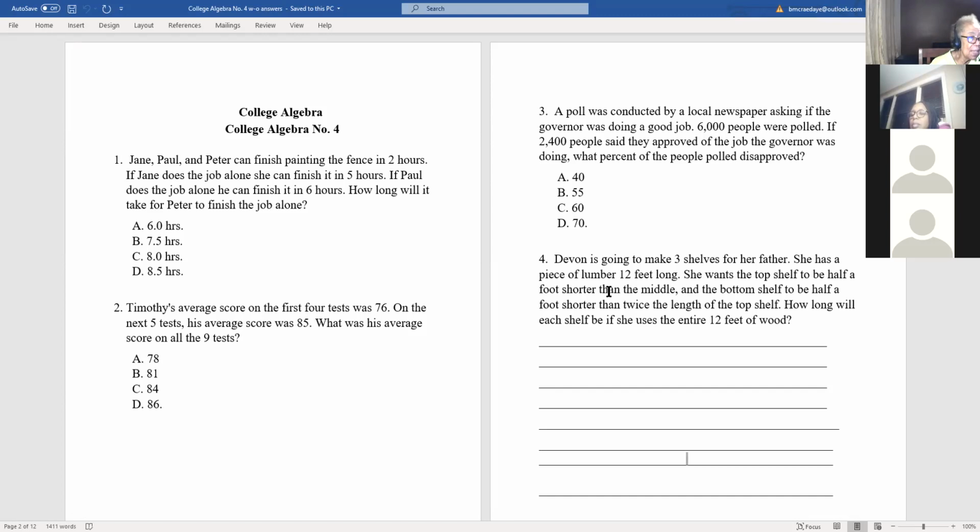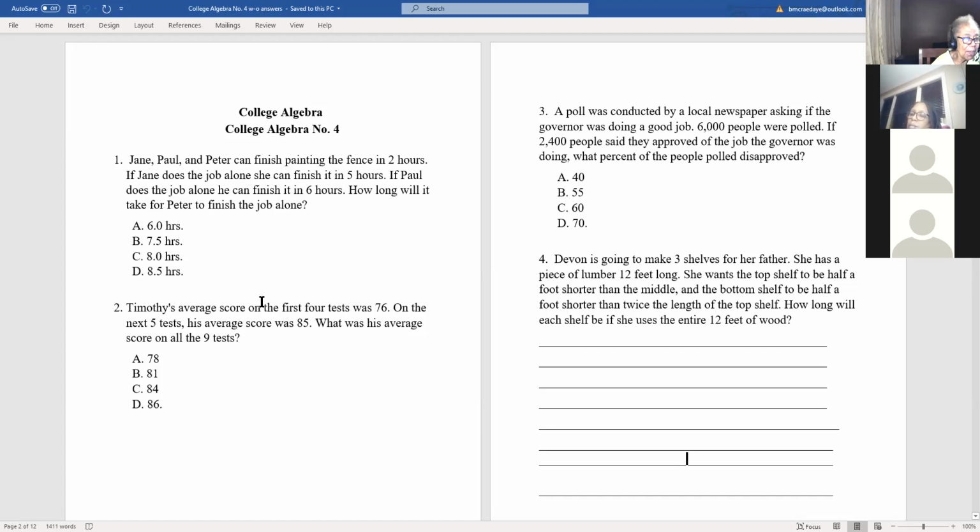Number 1 is similar to one we just did, but notice you've got 3 people painting, and you've got what 1 takes, and Jane takes, and Paul takes. And then you find what Peter would take to finish the job alone. Now this is 3 people. I want you to try this, but don't break your head over it. We'll go over it because we've just been doing 2. Try it. It's a nice little challenge. And then of course, you know your average. That's like your mean.